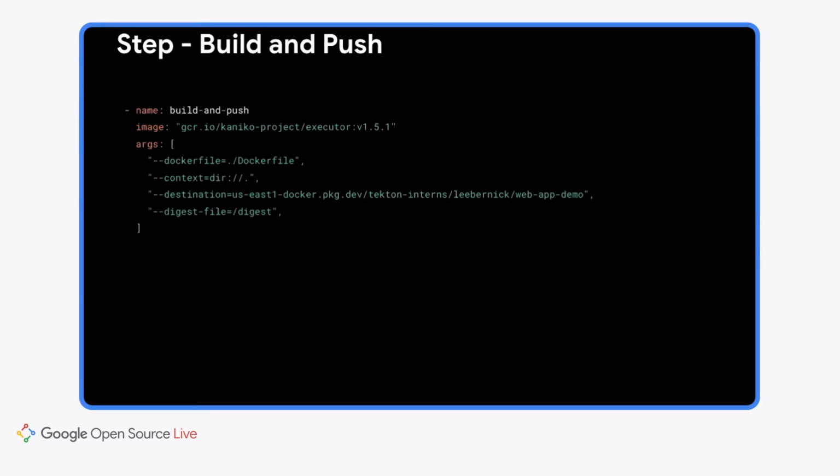Let's look at an example. In this scenario, we have a build and push step. We give it a name so you can identify what it's doing. Then we specify the container image which we want to pull. In this case, we have a Kaniko project executor image. Lastly, we specify the arguments that are needed by this container. In this case, we have the Dockerfile, context, destination, and the digest file.